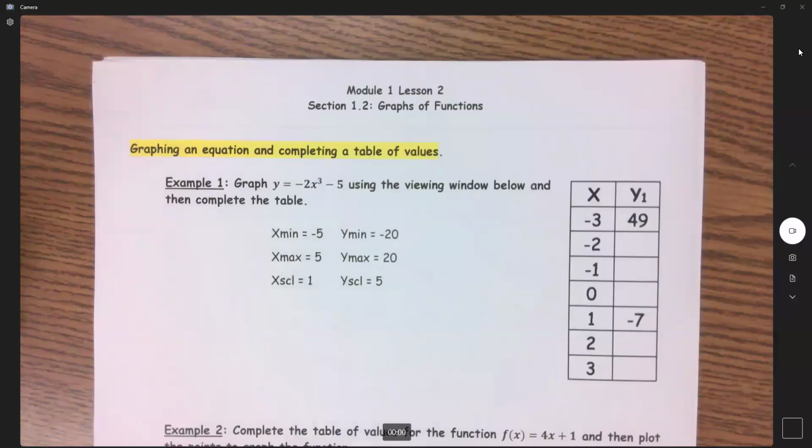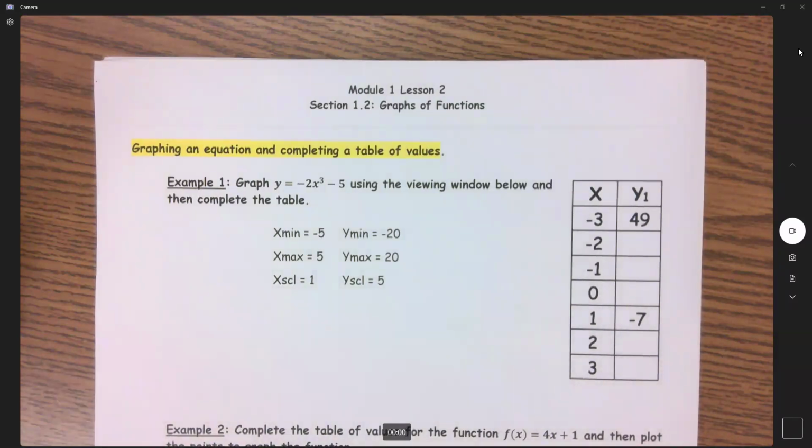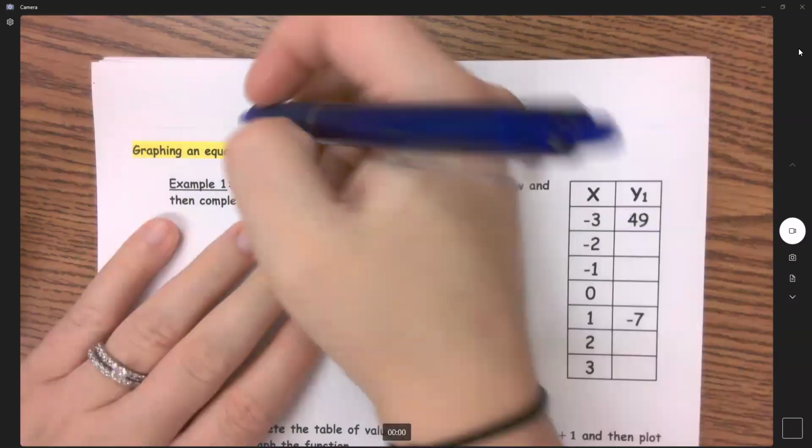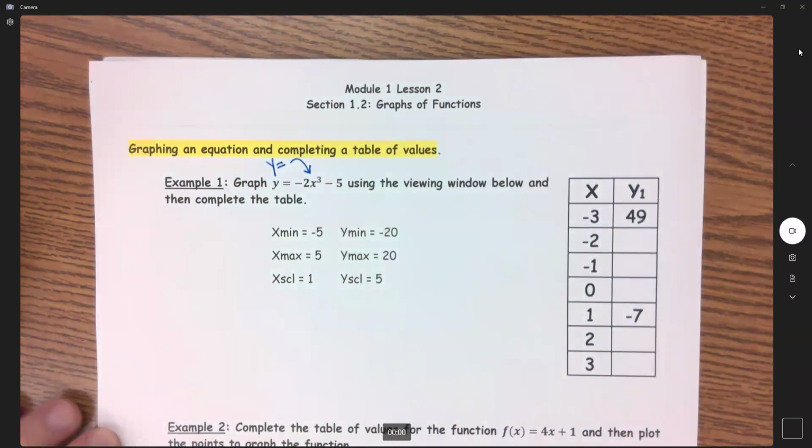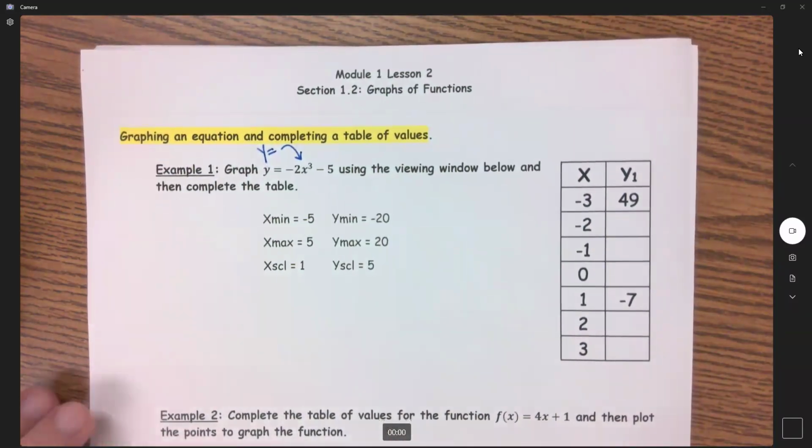Now let's graph equations and complete tables using our graphing calculator. So example 1, graph y equals negative 2x cubed minus 5 using the window below, and then complete the table. So we'll start by hitting y equals, and then we will put this into our graphing calculator.